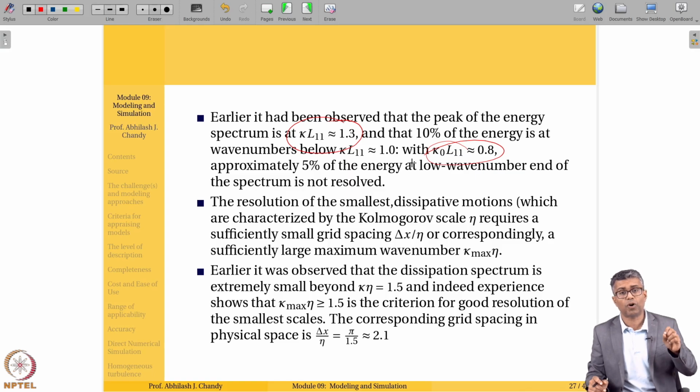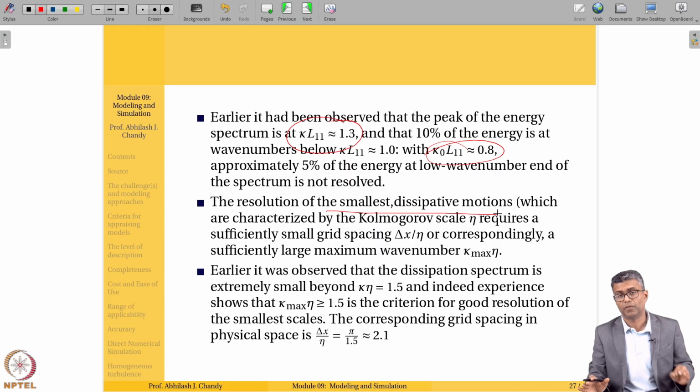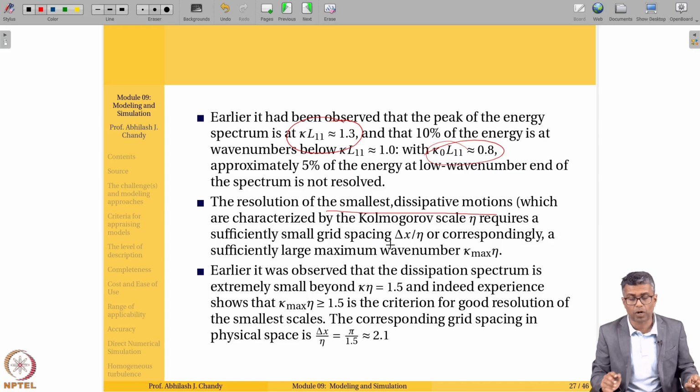The resolution of the smallest dissipative motions is characterized by the Kolmogorov scale. We now know that the Kolmogorov scale is the smallest length scale. And you should have a sufficiently small grid spacing, and let's try to determine a ratio delta X over eta, so that whatever ratio we get, that times the Kolmogorov scale is what your grid spacing should be.